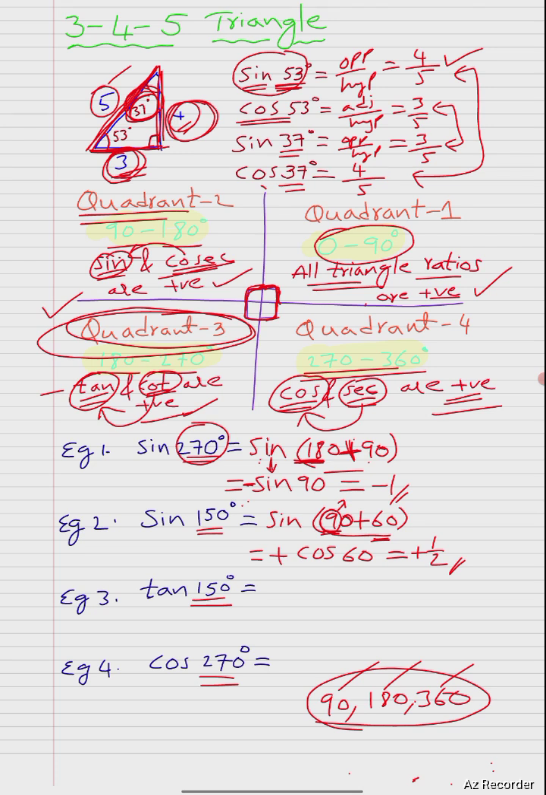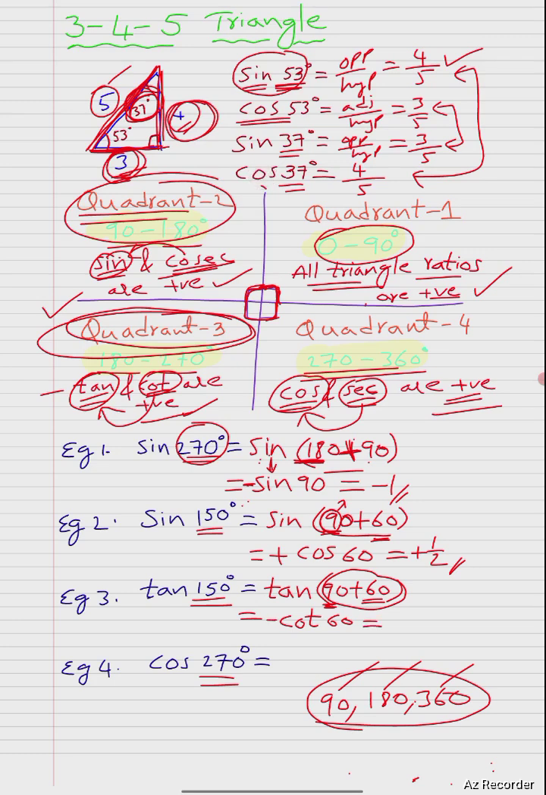Similarly, tan 150. So let us write tan 150 with a combination 90 plus 60. So here comes 90 which is odd. So tan becomes cot and the angle is 60. 90 plus theta, which quadrant? Second quadrant. In second quadrant, tan is negative. So here put negative, minus cot 60.